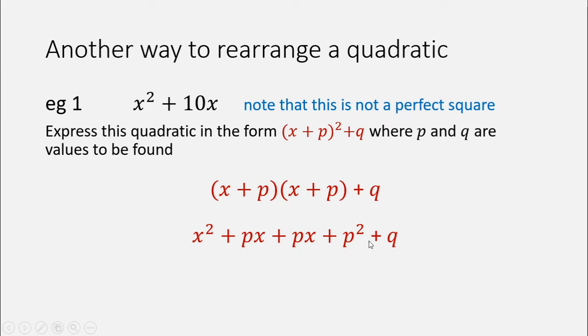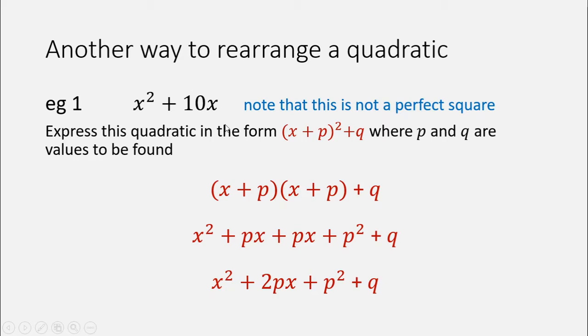Okay, now I've got four terms here, but I can simplify. I can group like terms. I've got my two x terms here, which I can group together and make that 2px. And these terms over here, I didn't group them together because they're not the same letter. However, remember that p and q are values to be found. These are going to be numbers. So in the end, these will be grouped together, and that will be the third term of my quadratic. So I've got my x² term, my x term, and these two together are my constant, my number term.